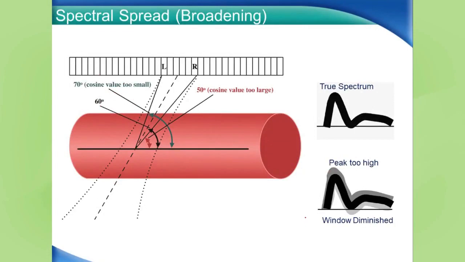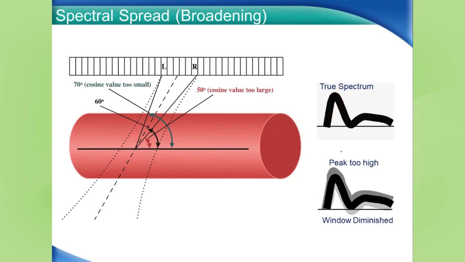There's intrinsic and there's artifactual spectral broadening. Artifactual spectral broadening means that the spectrum we have spreads around the actual spectrum, making the peak velocity higher than it should be, and it starts filling in the spectral window below. So it spreads the signal, just as the name suggests.